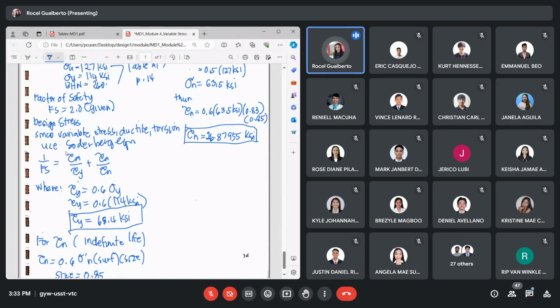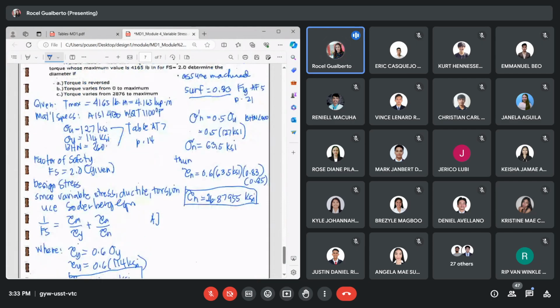So ano na lang po yung wala doon? We have here tau y, tau n, yung dalawa pong nasa numerator. Now for letter A of the sample problem, you are to obtain the diameter if torque is reversed. So una po, torque is reversed for letter A.